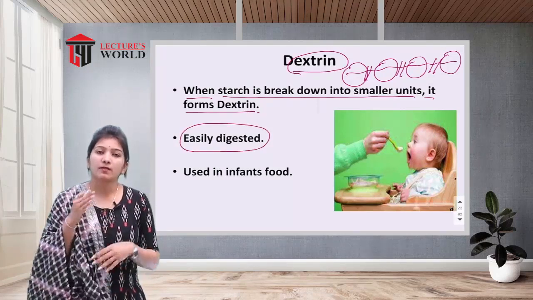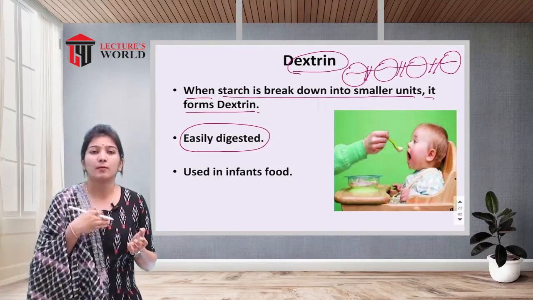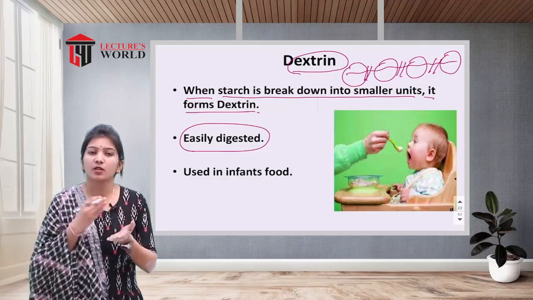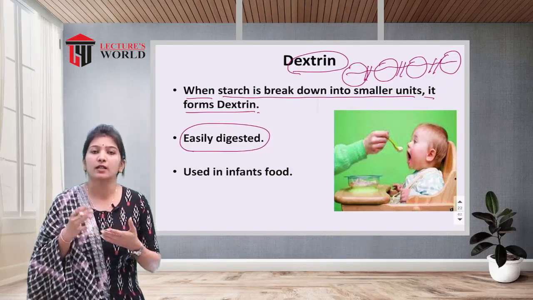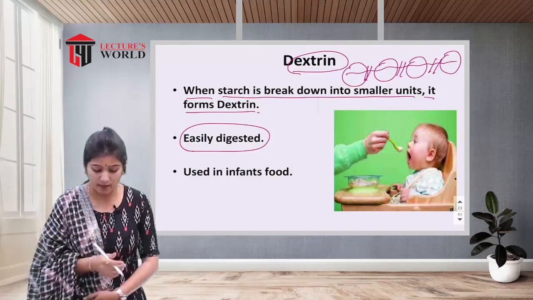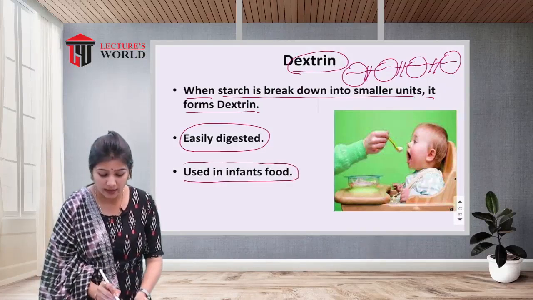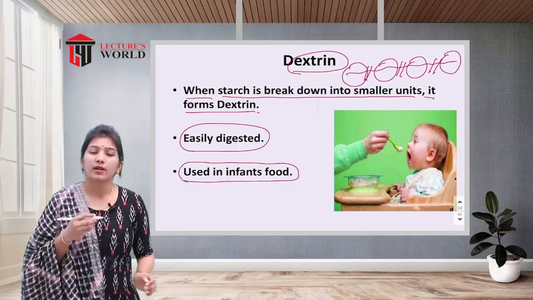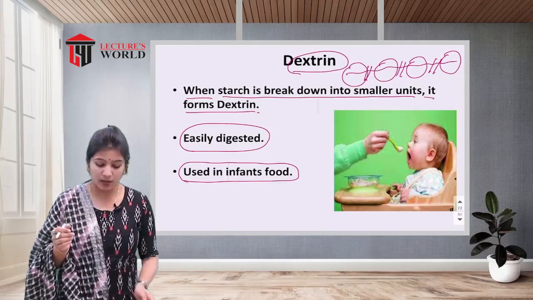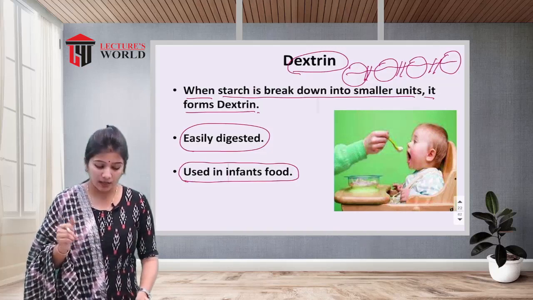In comparison, starch takes more time in the digestion process, whereas dextrin has a small structure because it is a breakdown product of starch, so it is easily digested in the stomach as well as in the small intestine. Moreover, dextrin is used specially in infant food. Infant milk powders contain dextrin, so dextrin is specially used in infant food.